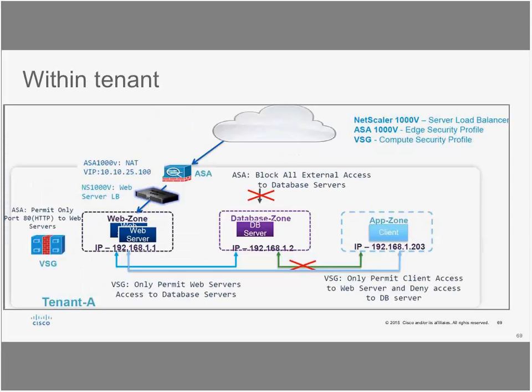Within the tenant, if you want to have more protection needed, then you can use a VSG for the traffic. You can have ASA, which is protecting your tenant from the cloud traffic. Any traffic coming from the cloud going to your tenant will be protected by ASA. You'll have a NetScaler to provide the load balancing, and we can also have vWAAS to do a cloud optimization.